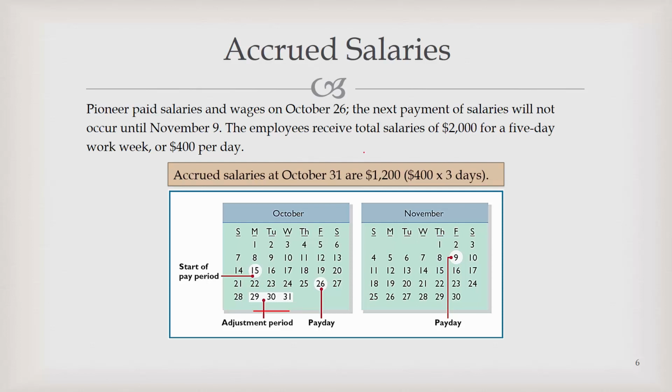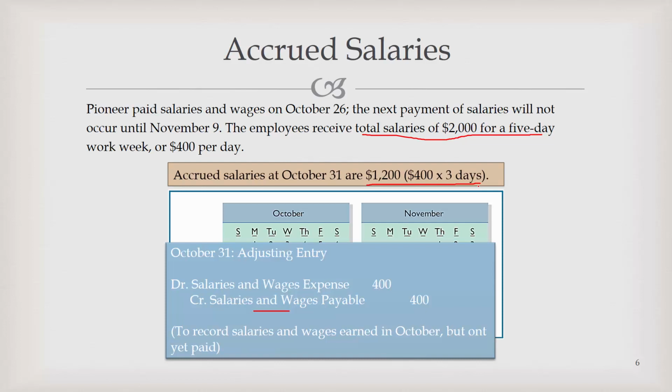So it tells us that the employees received total salaries of $2,000 for 5 days. So then we can assume that for 3 out of the 5 days, the accrued salaries would be $1,200. Then our adjusting entry on October 31 would be a debit to salaries and wages expense of $1,200 and a credit to salaries and wages payable of $1,200. Note it's just the 3 days in October that they worked, but we haven't paid them. Because everything prior to that point, the 26th and previous, we've already recorded and paid, so we don't need to worry about those days. We're just trying to catch these last 3.